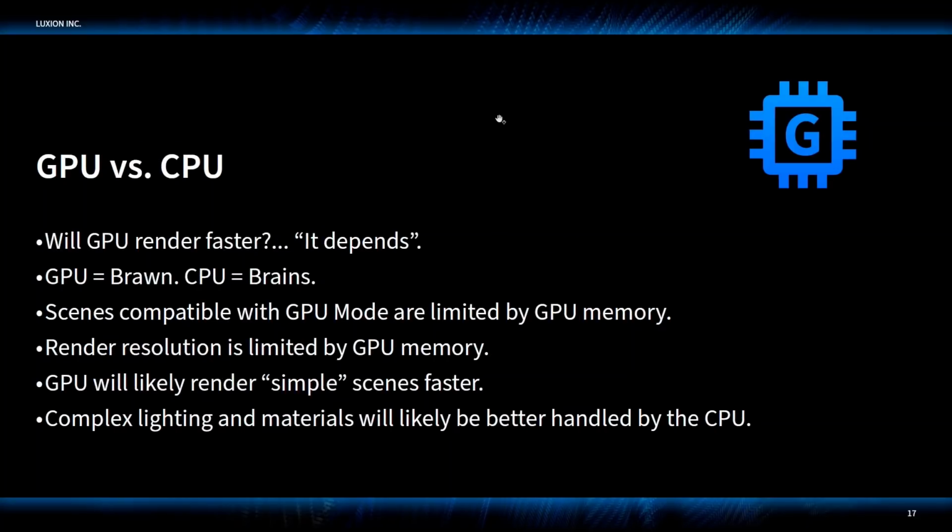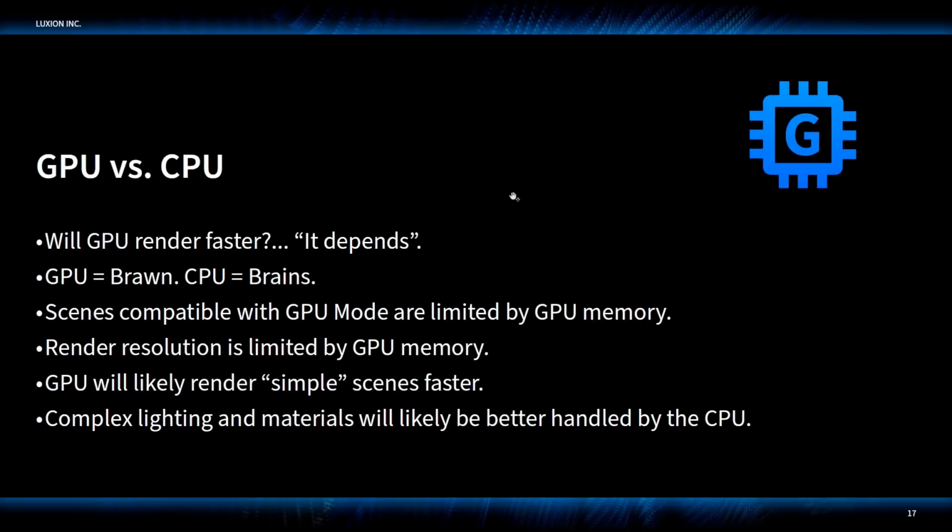So I think maybe one of the biggest questions will be, will GPU render faster? Well, it depends. Of course, it depends on the scene and depends on your hardware, but a good way to think about it is that the GPU is the brawn and CPU is the brains. So GPU pretty much uses brute force to render your scenes, whereas the CPU is a little more intelligent and is able to handle complex lighting, complex materials, and those types of things a little better.